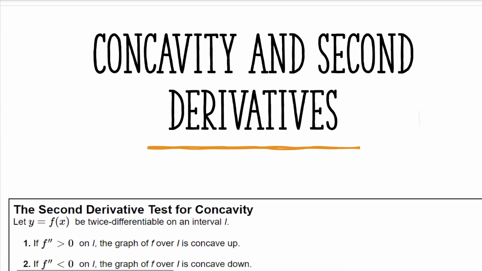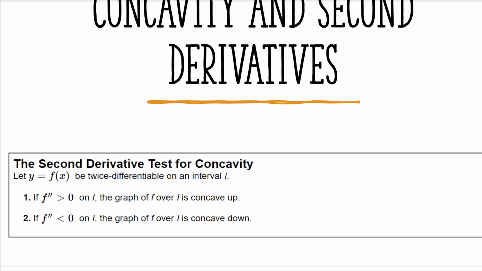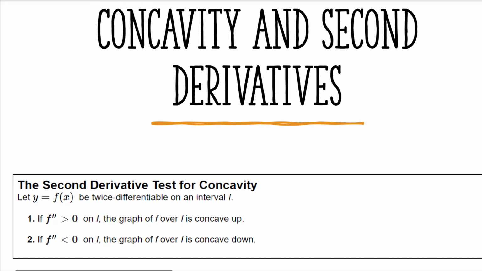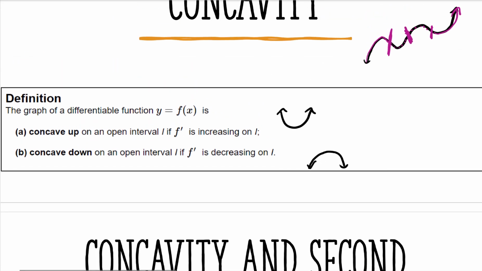And here's really what we need to do. If we want to find out where something is concave up or our intervals for which something is concave up or concave down, we want to take a look at their second derivatives. It's all about the second derivative. So when the second derivative is greater than 0 on the interval, then we're going to say that it is concave up. And when the second derivative is less than 0 on the interval, we're going to say it's concave down.